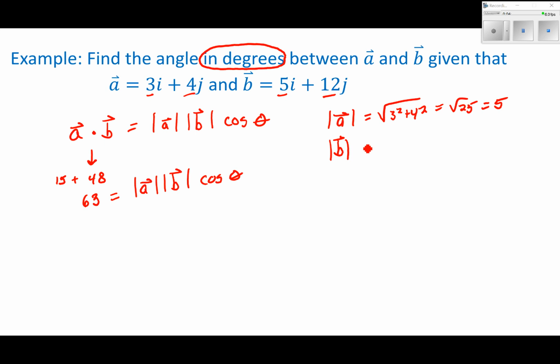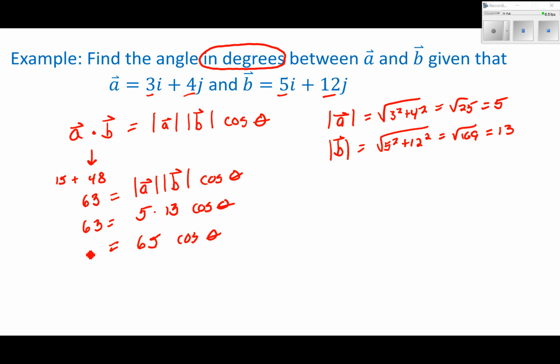Magnitude of B is going to end up being the square root of 5 squared plus 12 squared, the square root of 169, which is 13. So now we have 63 equals 5 times 13 cosine of theta. 5 times 13, that's 65 cosine of theta. So therefore, 63 divided by 65 equals cosine of theta. So we're trying to figure out that angle.